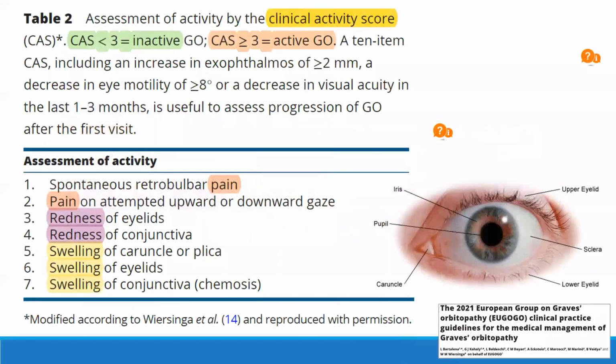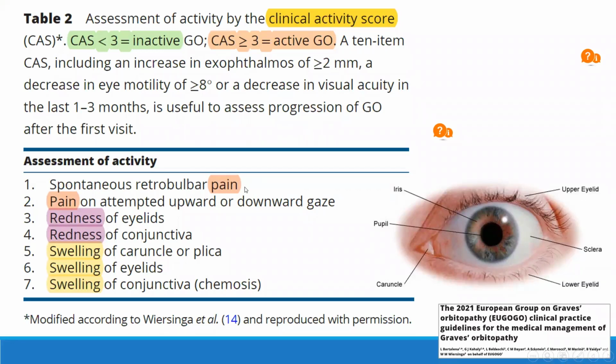The first one is the clinical activity score. This is the activity score, and we should classify our patient as active or inactive. The clinical activity score has 7 points, each item receives 1 point, and we calculate the total summation of the points. If the clinical activity score is less than 3, this is inactive Graves' orbitopathy. If it is 3 or more, it is active Graves' orbitopathy. To know this: 2 for pain, 2 for redness, 3 for swelling.